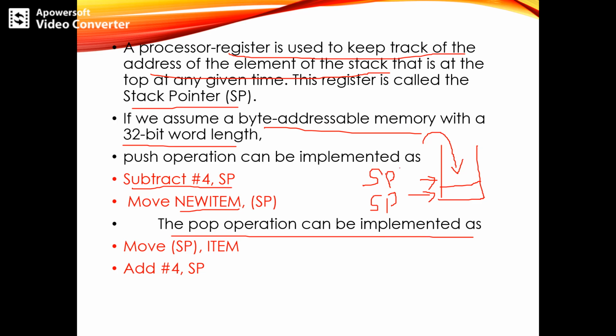So now we have the content of SP. What is the content of SP? Here I will have some value. Suppose it is 4. So I have to perform pop operation. With move (SP), ITEM, whatever content we have, I have to retrieve that. So the content of SP needs to be retrieved, and then add #4, SP in order to point to the new location. After performing pop operation, the new location will come to this one. So in order to get the new location, add constant 4 to SP.